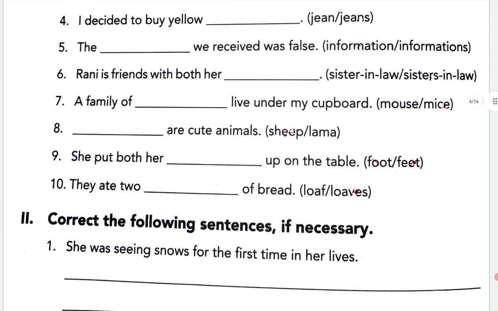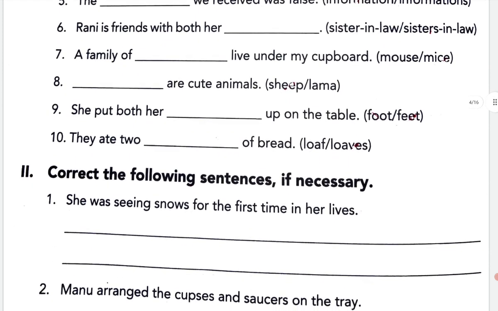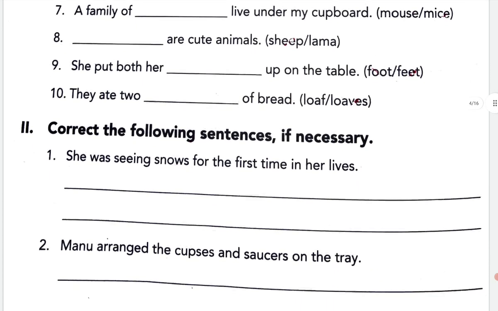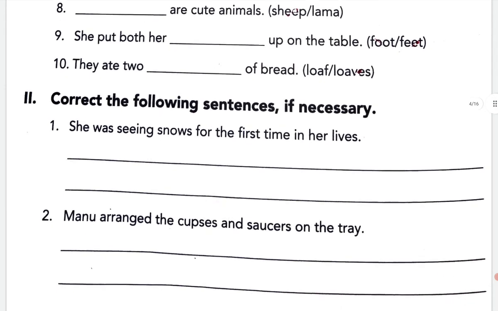Rani is friends with both her sisters-in-law. I told you to focus on that word. Then, a family of dash live under my cupboard. A family of mice live under my cupboard. Dash are cute animals. Sheep are cute animals. She put both her dash upon the table. She put both her feet upon the table.